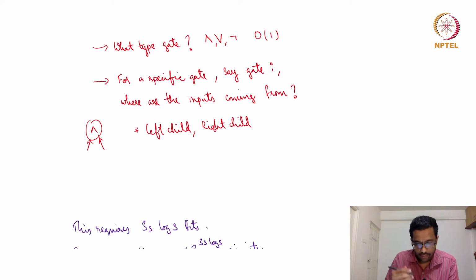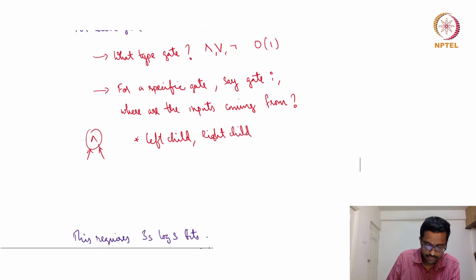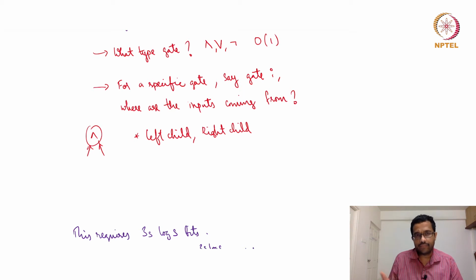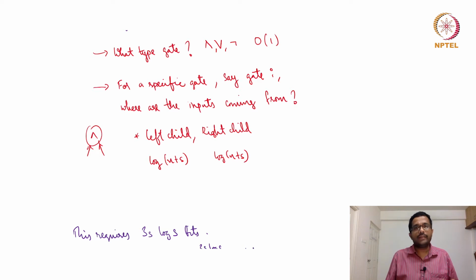We have already said that we are talking about circuits of a certain size S. So there are S gates, and the child could be from any of these S gates. There are also these N inputs, so it could be from these N inputs also. So the left child could be one of the N plus S possibilities, and the right child also could be one of these N plus S possibilities. So we need log of N plus S bits to describe the left child as well as the right child, because there are N plus S potential places from where you can choose the input.